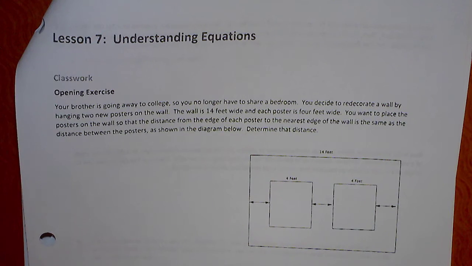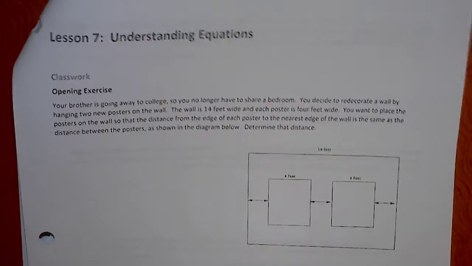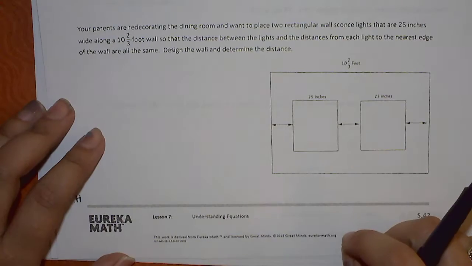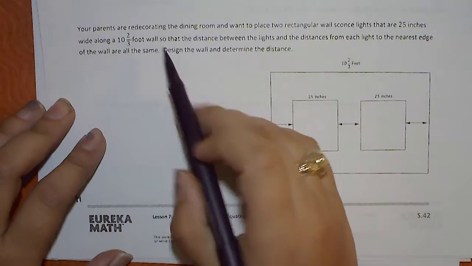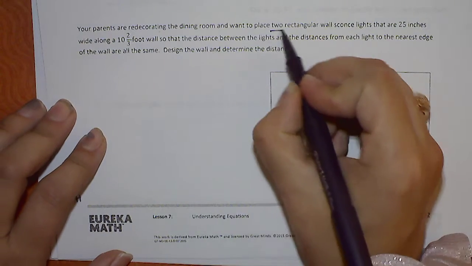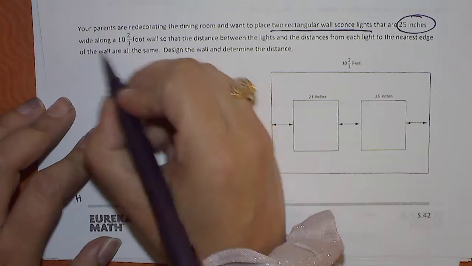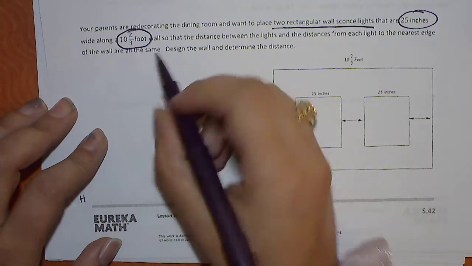Okay, we're here in the front of lesson 7, the very front. I'm going to do this one down here, and then you're going to do the one on the top by yourself. So it says your parents are redecorating the dining room and want to place 2 rectangular wall sconce lights that are 25 inches wide along a 10 2/3 foot wall.